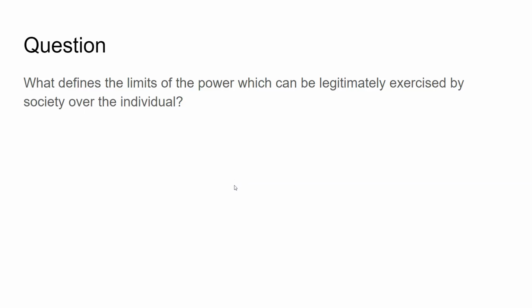So the question of the book, really, there are many questions addressed in the book, but the biggest question is what defines the limits of the power which can be legitimately exercised by society over the individual. In other words, he's talking about the public-private line, right? The line that divides the affairs that are the individual's to decide for themselves from what are society's affairs, what society can legitimately decide. Note what this question is not about.